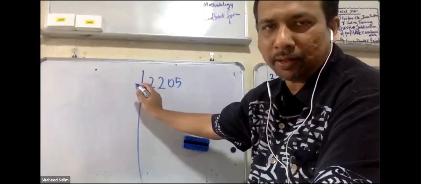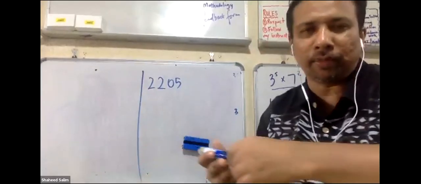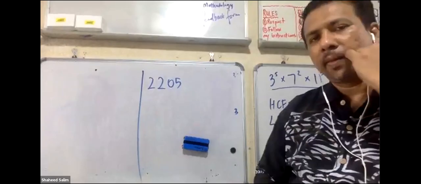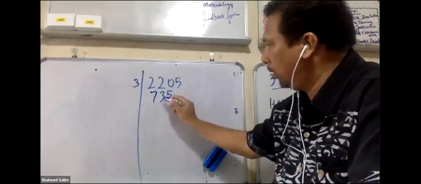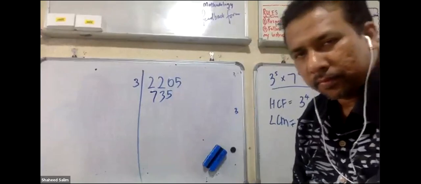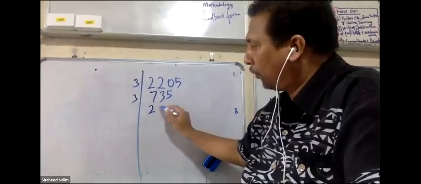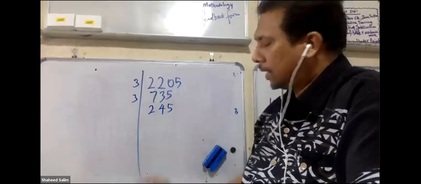Can you divide by 2? No. Can you divide by 3? Can you try to use your calculator? Can you divide by 3? Yes. Then you divide by 3, what do you get? 735. Okay, can you divide by 3 some more? Yes. What is it? 245. Can you divide by 3 some more?